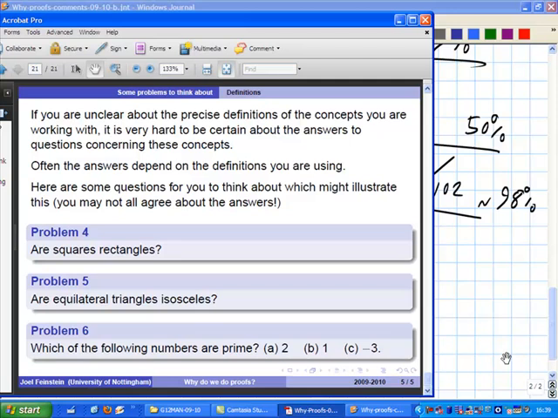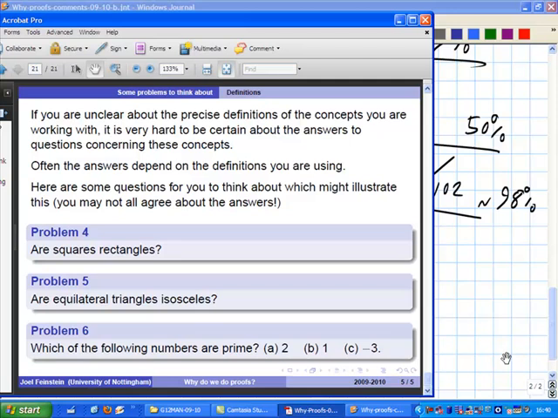Okay, so let's start with problem 4. Can we have a show of hands for who thinks that squares are rectangles? That's a lot of people. And who says that squares are not rectangles? A smaller number of people. Okay, well, it depends on the definition you're using.